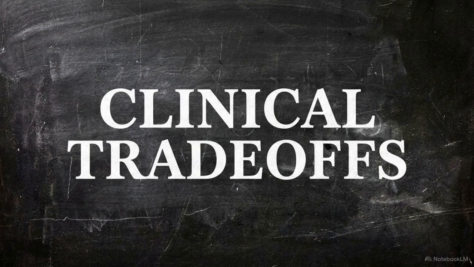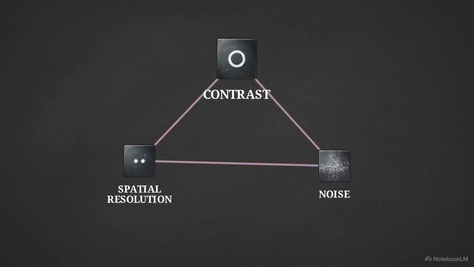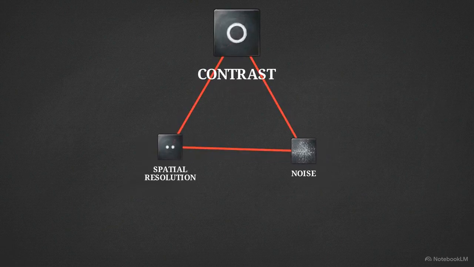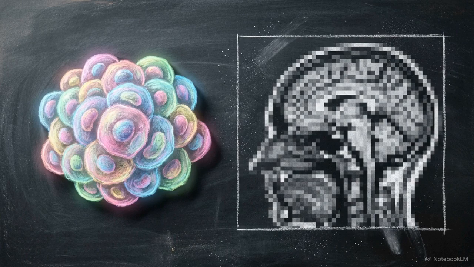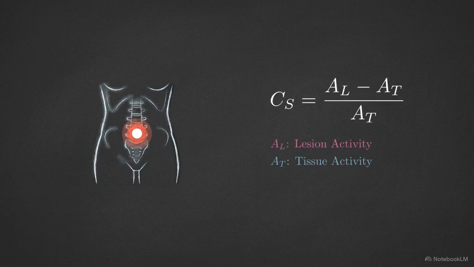Optimizing a radionuclide image is a mathematical zero-sum game. The physical laws of the universe dictate that improving one of these 3 pillars almost inherently degrades another. We must distinguish between what is happening in the body and what appears on the monitor. Subject contrast is the biological reality, the actual ratio of radioactivity taken up by a lesion compared to healthy tissue. In a perfect scenario, a hot lesion has a sharp boundary and high relative activity.